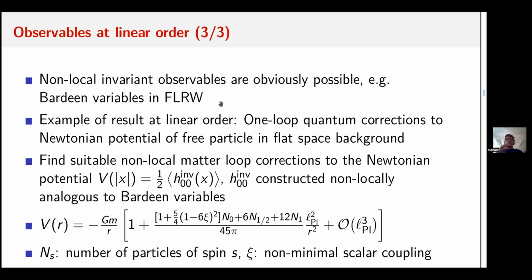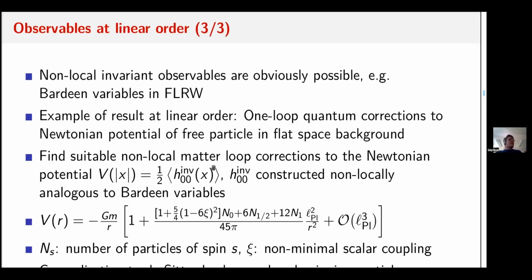Now that we have them, one can compute certain things. A very nice result at linear order is one-loop quantum corrections to the Newtonian potential. You take a free particle in a flat space background, the sun, for example, or some body. Now you assume that there are matter fields, quantum fields, fluctuating around, and you check how this changes the gravitational attraction of that particle. How does this change the Newtonian potential? It's a sort of vacuum polarization effect of these quantum fluctuations.